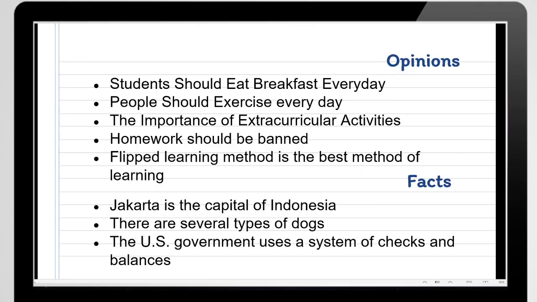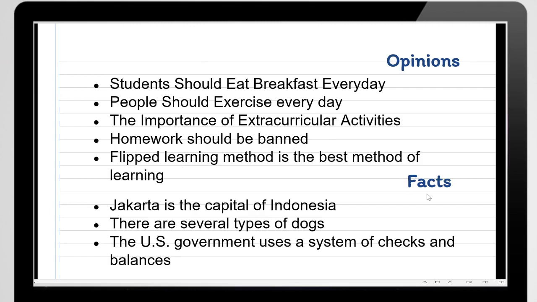One more thing, opinions and facts. In order to write good hortatory exposition text, our topic should be opinions. It means it is debatable. The topic is debatable or controversial. For example, students should eat breakfast every day, or homework should be banned. This is controversial, right? This is an interesting topic. We can argue about this one.